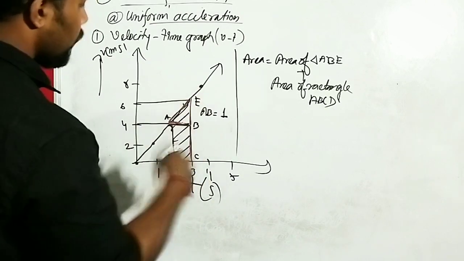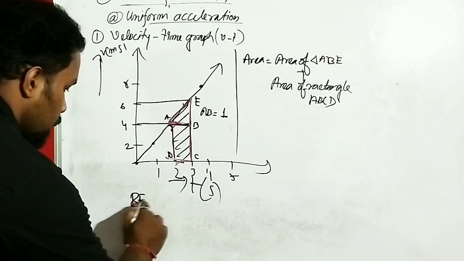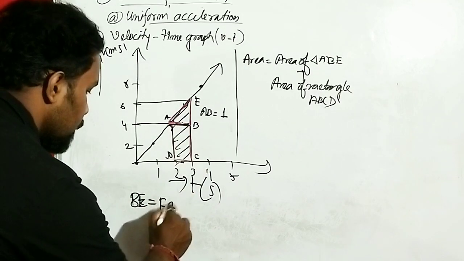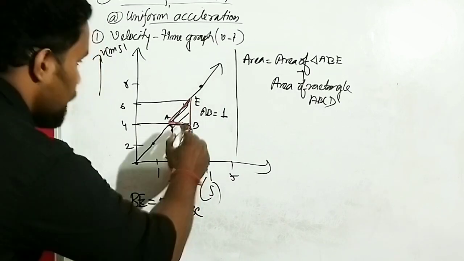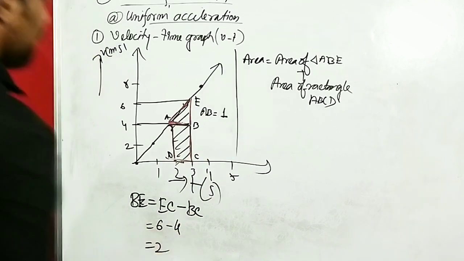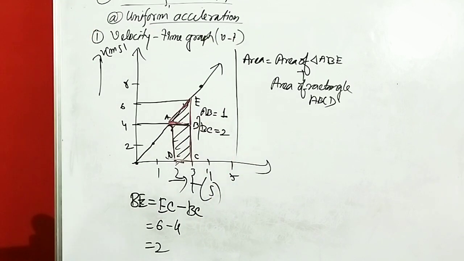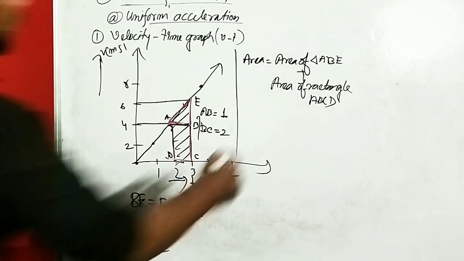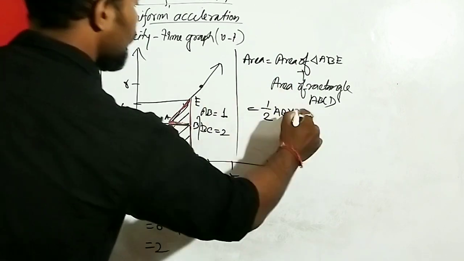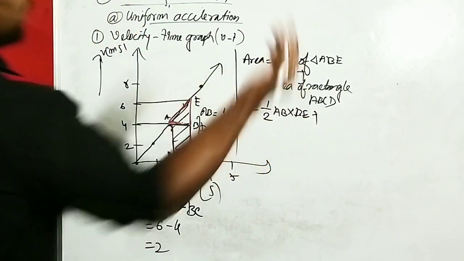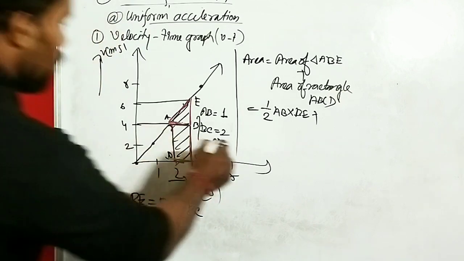And this BE, we have to calculate the BE. How to calculate the BE? BE will be EC minus BC. EC has a value of how much? 6, and BC has a value of 4. That means BE is going to have a value of 2. Clear, right? So the area of the triangle is going to be half of AB into BE, that means half of base into perpendicular, plus the area of the rectangle is the same. The AD, again AD has a value of how much? AD is a value of 4, right?